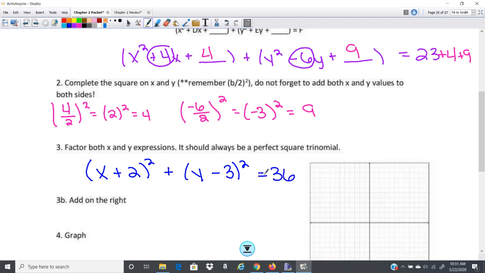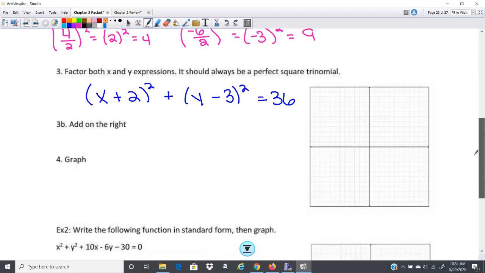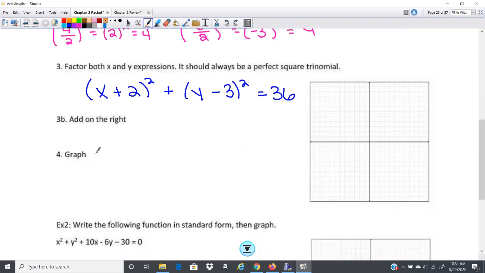Well, now my equation is in standard form, so I can graph it. I can identify the center and the radius, and then I can graph. So we have a center of, this would be a negative 2, 3, okay, because remember x minus negative 2 would make it plus, y minus k, and then the radius would be the square root of 36, 6. So let's see, like that, and then, oh, 6, that's going to be big.